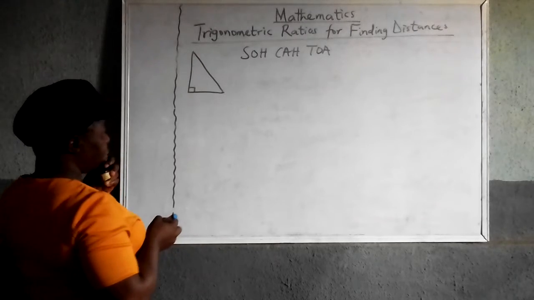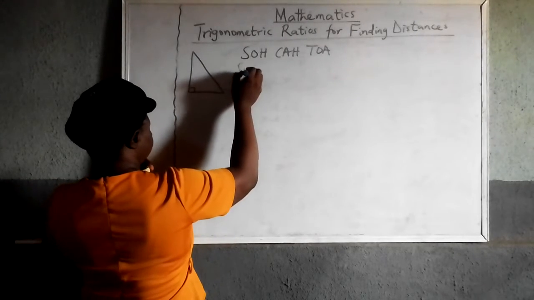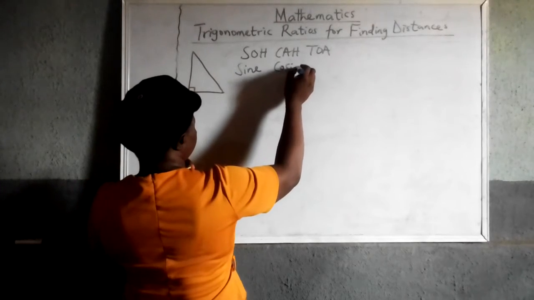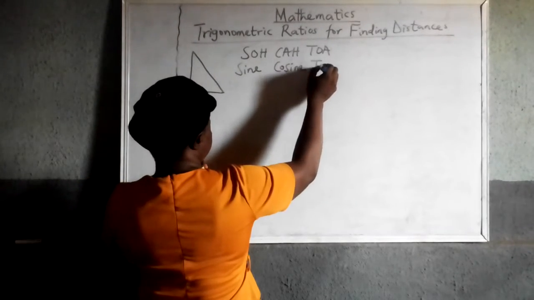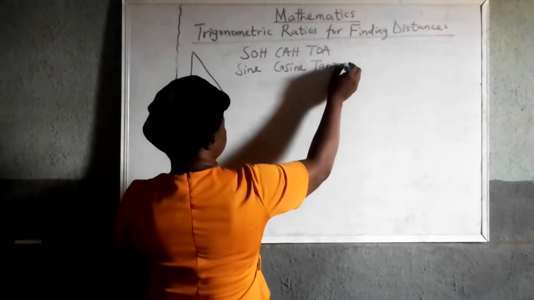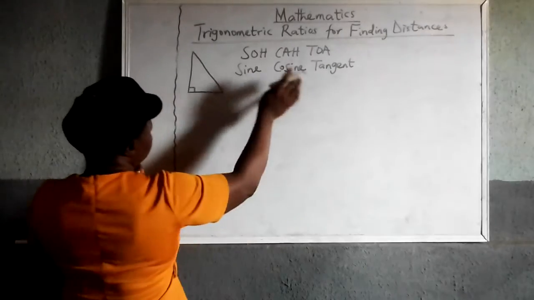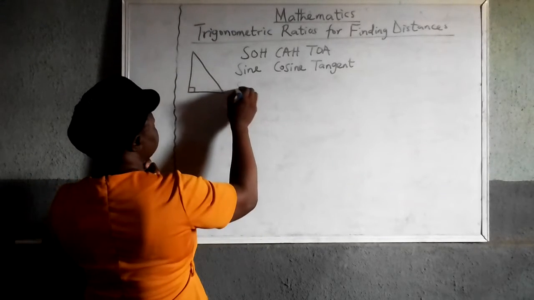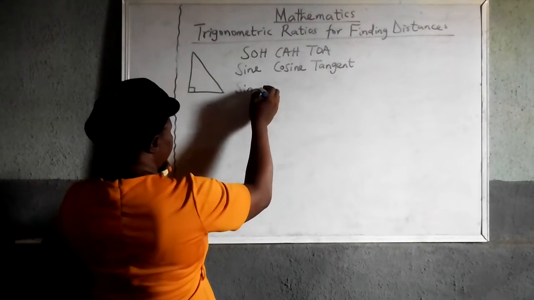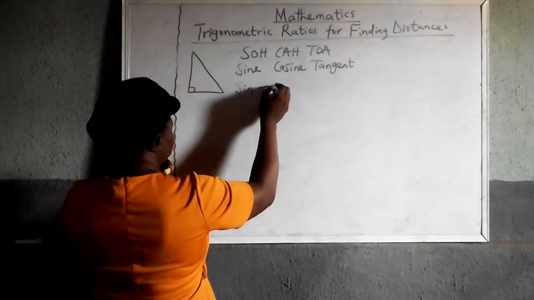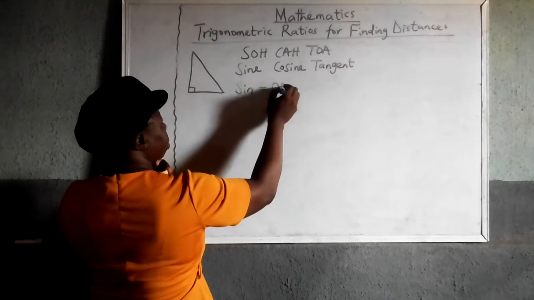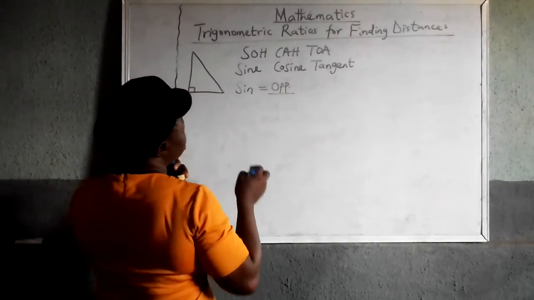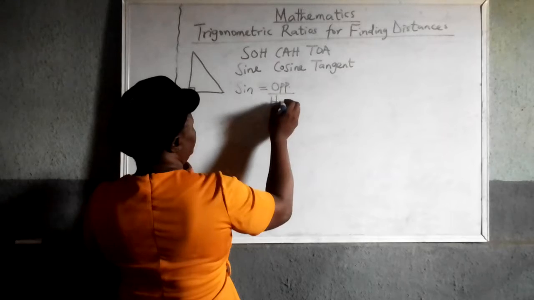What does SOH stand for? SOH means sine. CAH means cosine. While TOA means tangent. Tangent. So SOH CAH TOA. From here, sine means the sine of a given angle is equal to O for opposite, I have to shorten it, and H for hypotenuse.